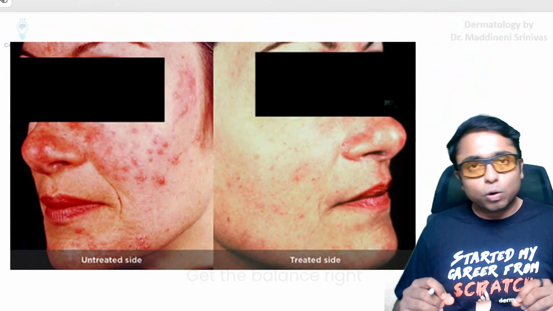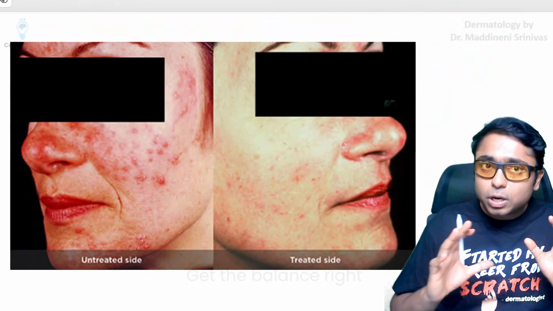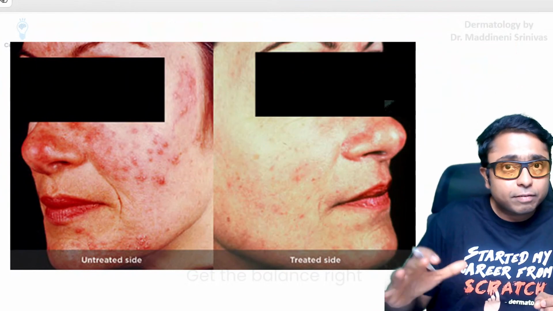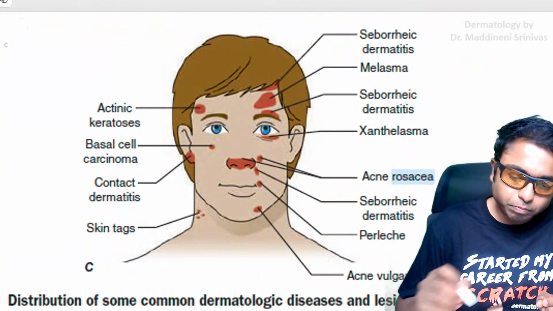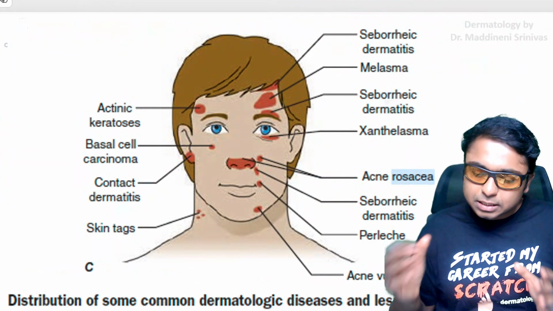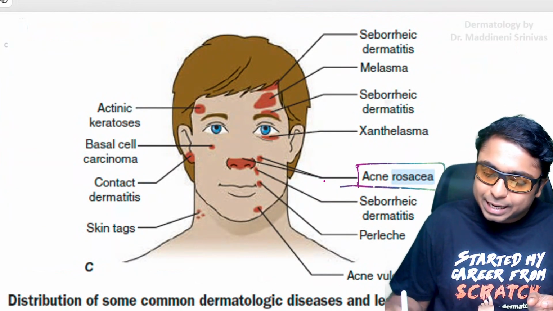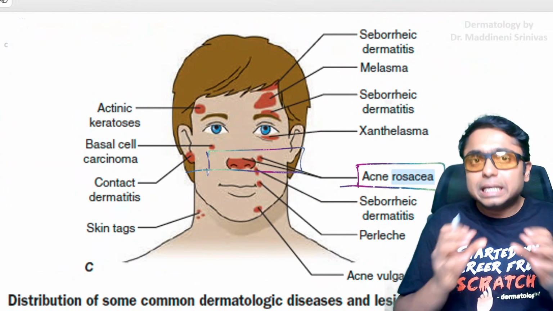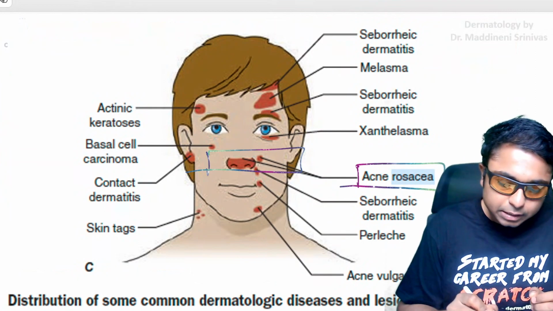And the patients can also have the papulopustular type of lesions which are looking like acne lesions. So they are called acneiform papules and pustules. So this is from the Harrison book. You can see the acne rosacea. The lesions are predominantly going to be seen over the central part of the face.